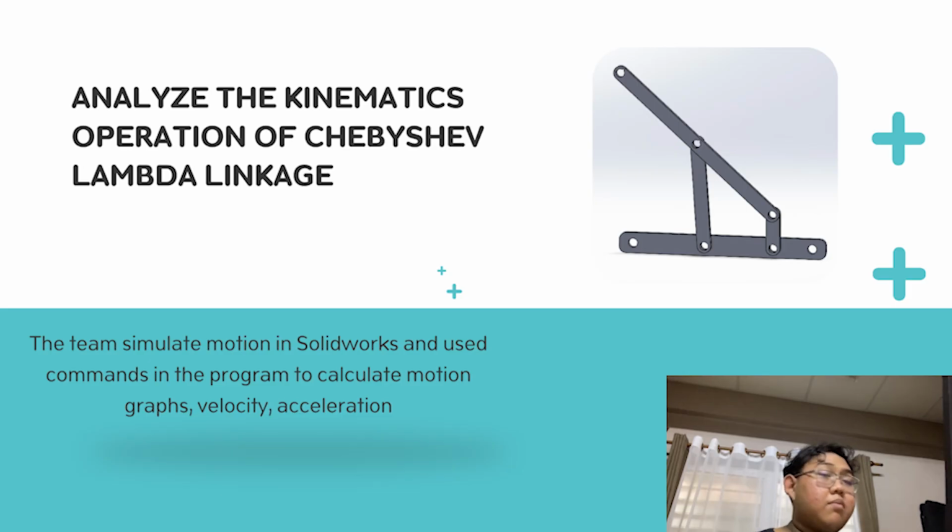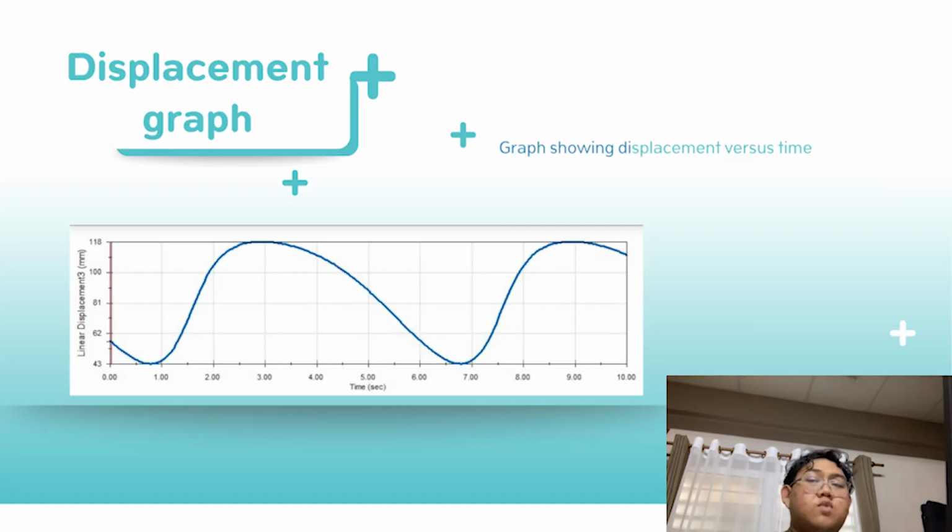The team simulated the motion in the program SolidWorks and used commands in the program to calculate the motion graphs for distance, velocity, and acceleration. The image shows the graphs we measured for the output link component, including displacement, velocity, and acceleration. The first graph is the displacement graph. This graph shows displacement versus time.